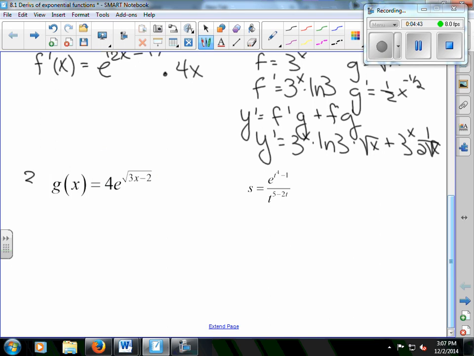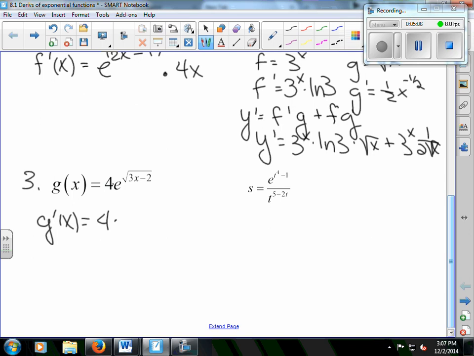Number 3. Here I have 4 times e to the square root of 3x minus 2. So I'm going to take the derivative of this. Now this is a product, 4 times e to a radical. However, the 4 is a constant multiple, and I don't have to use the product rule for constant multiples. You just get to keep the multiple in the front.